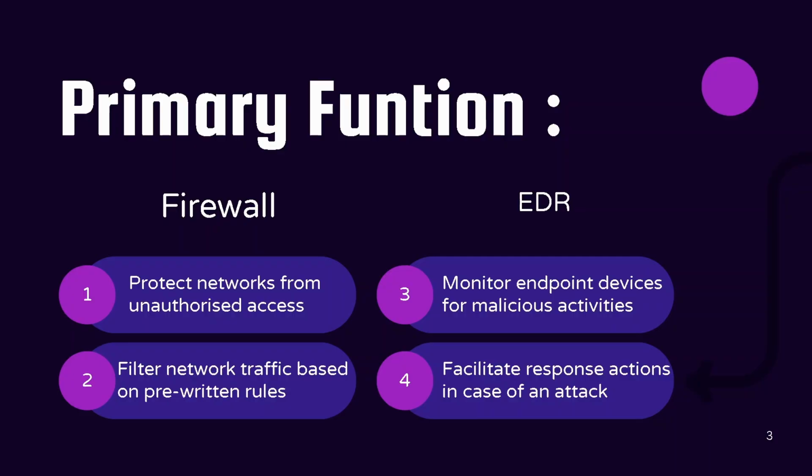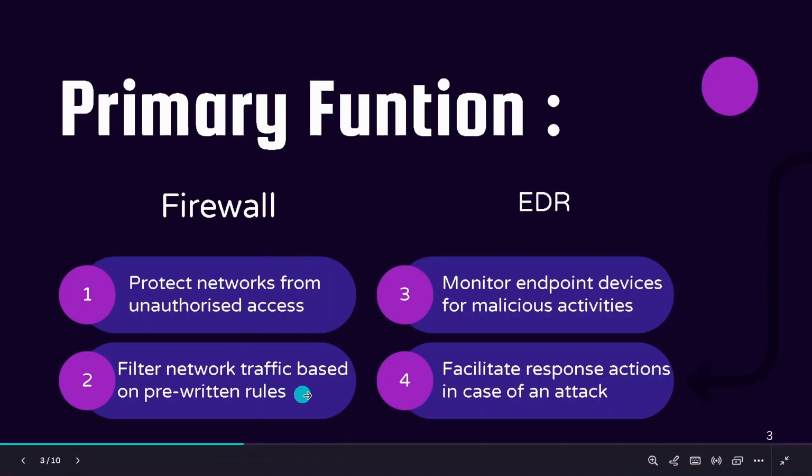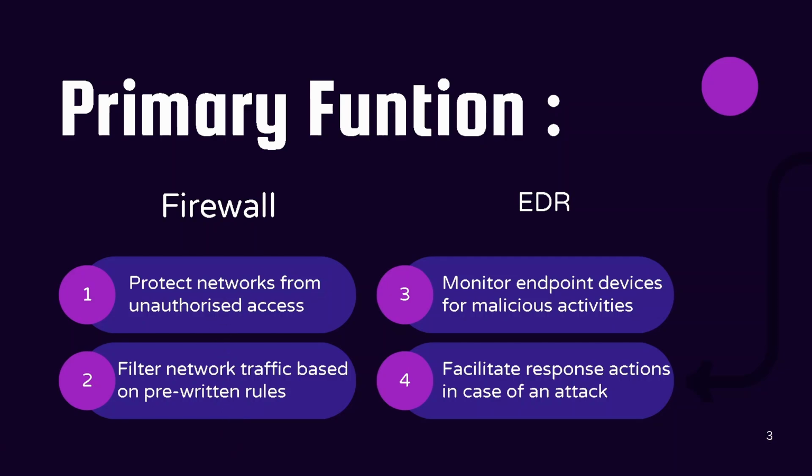Now think of how we strain tea: when we strain tea there are solid particles left, we use a strainer, right? So that is the work of a firewall, to strain all the incoming and outgoing traffic and protect the network from unauthorized access. The second function is it filters network traffic based on pre-written rules. As I gave an example about the strainer used to strain tea, it's the same thing.